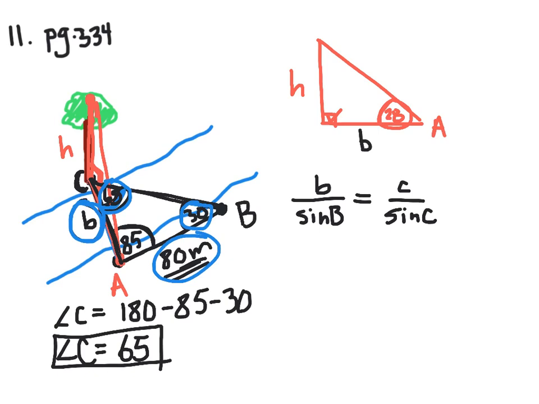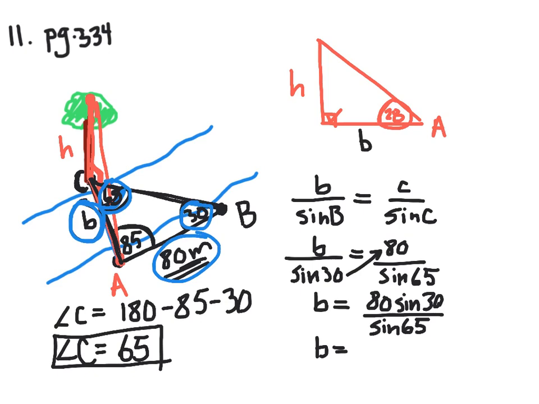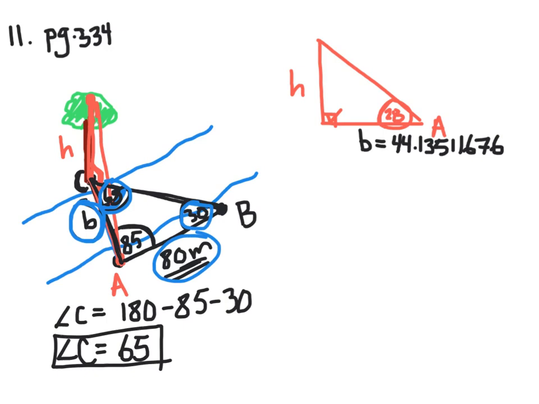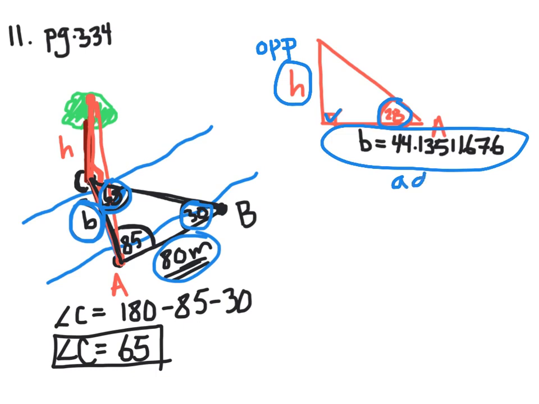Solving this by first plugging in all the numbers, I get this ratio here, and I'm going to cross multiply the sine 30, and I get b equals all that stuff. And when you do that calculation properly, I get that b is equal to this. So if I have that b is equal to that long number, I can now use the red triangle to solve for h. Since I'm dealing with a 90-degree triangle, I have this angle here. According to that angle, this is the opposite side. And we have that this is the adjacent side. And the only thing that relates opposite and adjacent is the tan ratio.